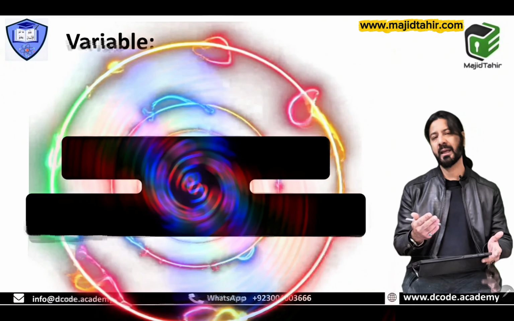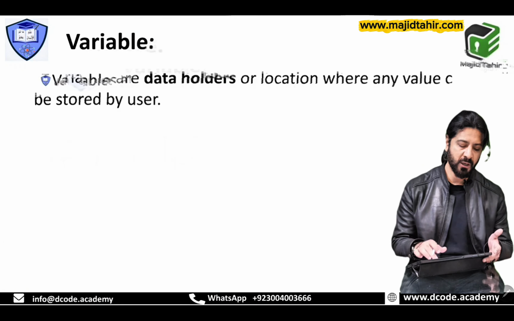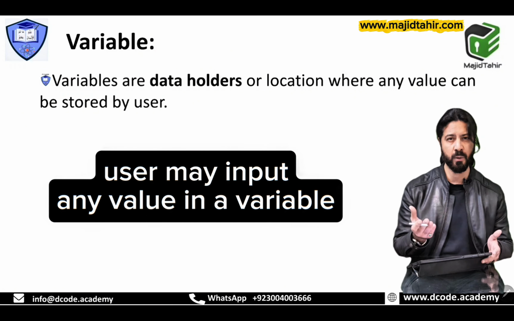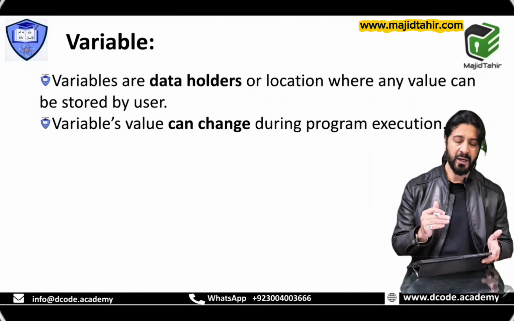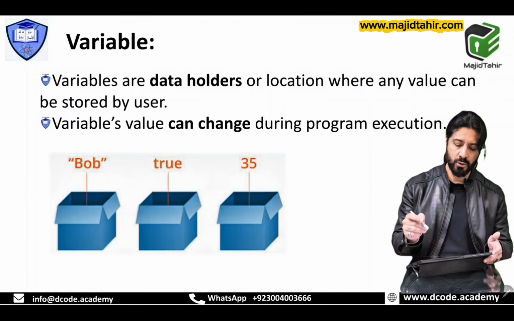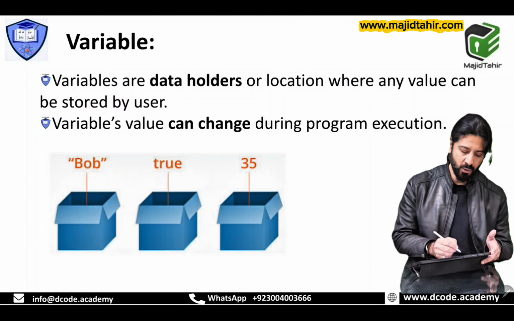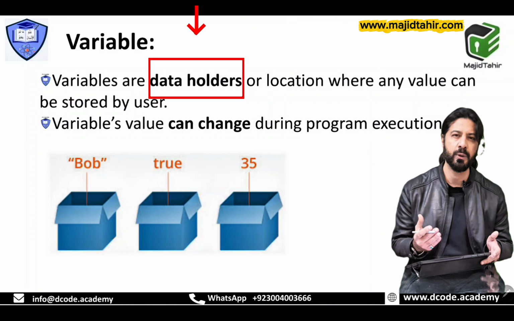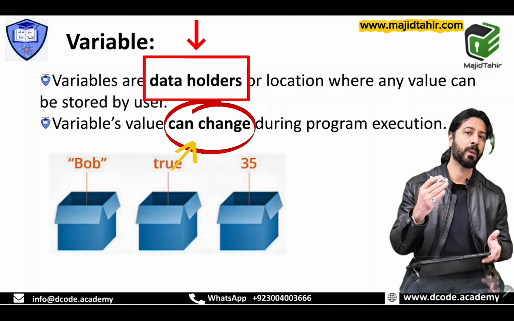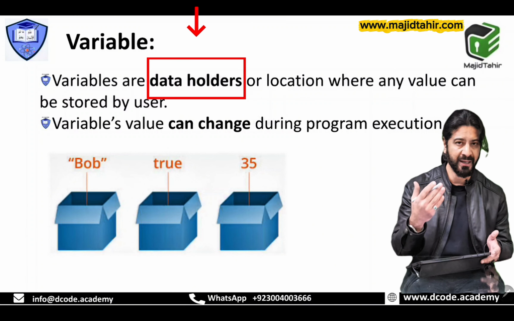Now, an important thing is that we have to know what is a variable and what is a constant. So first we are going to see what is a variable. A variable is a data holder or a location where the user can input a value. A variable's value can change while the program is running, which means it can vary. So over here you have three variables. For example, first we have a variable, kind of a box where you can input any value. You can input anything in it, and the value can change while the program is being executed, while the program is in the running state.